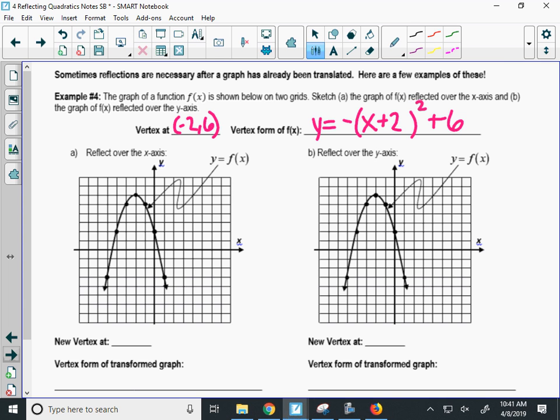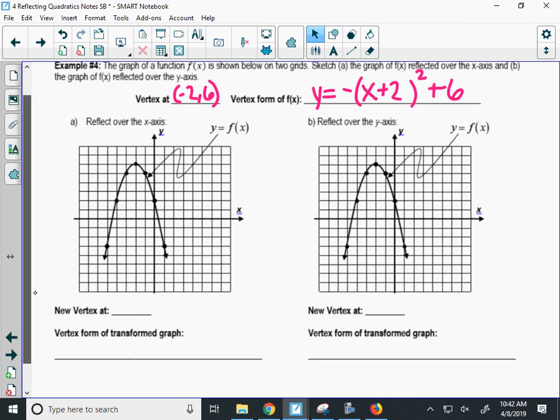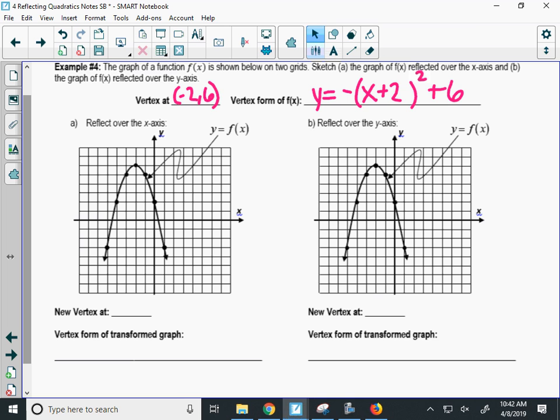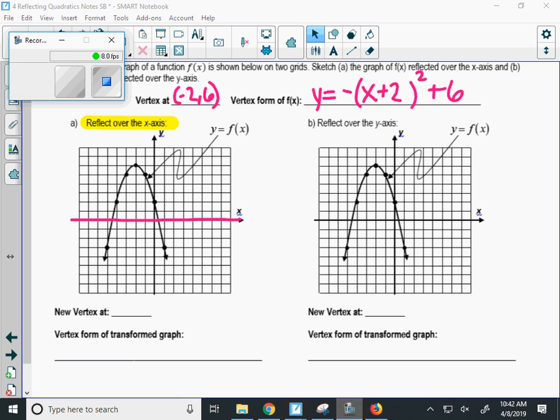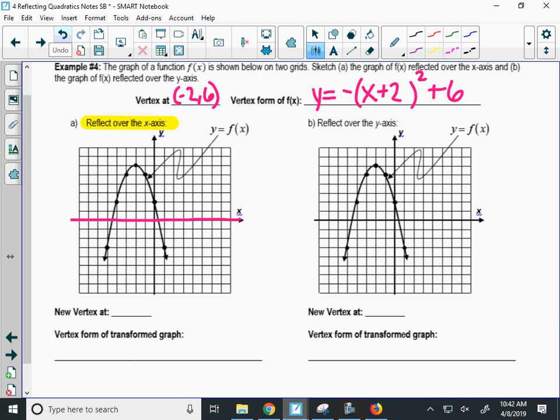Now what we're going to do with these two graphs is we're going to first reflect the left graph over the x-axis. So you're going to take every point on this graph and just reflect it over this axis. All right, so let's take each point. So I'm going to move this point first.